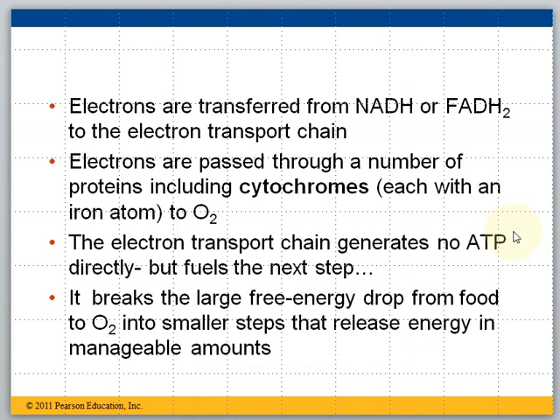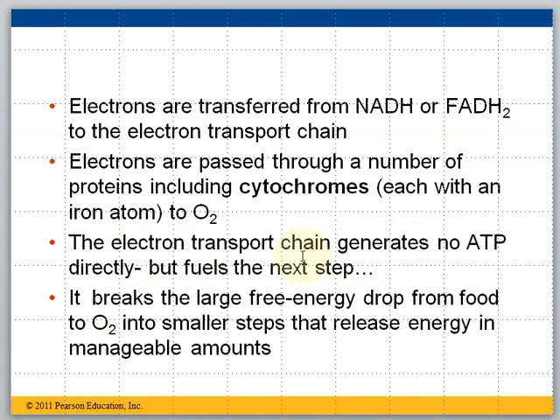So again, these electrons are transferred from the NADH and FADH2, our temporary holders of electrons, our temporary batteries, to the electron transport chain. It's a long series of proteins, including some cool proteins called cytochromes, which have an iron atom in them. Eventually, we're going to get to oxygen. That's our final destination. This electron transport chain doesn't make ATP itself, but what it does is release energy that goes into a separate cell machine that makes ATP.